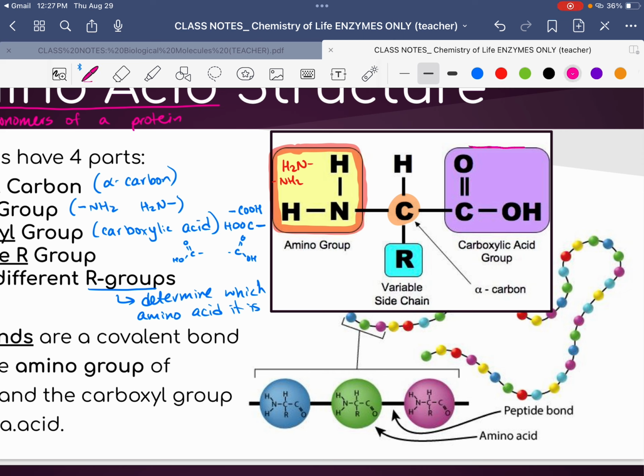And then here we've got the carboxylic acid group. This is the carboxyl group, or the carboxylic acid group. And like I said, we can write this in a couple ways. We can write this COOH, or we could write this HOOC if it's on the other side, right? Here they've drawn the chemical bonds. And then down here, we've got the R group. Here's the R group. And this will change depending on which amino acid it is.